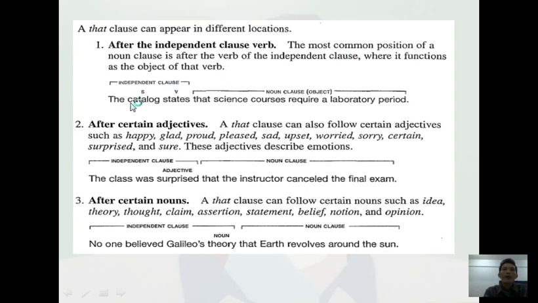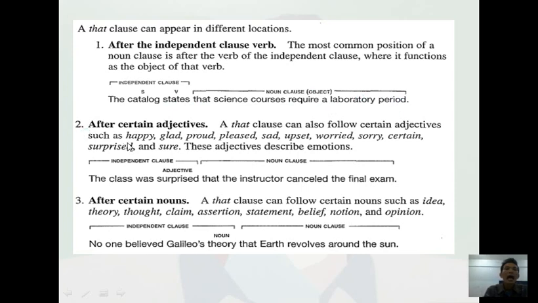Look at here. The catalog states here. What is the function? Remember, noun clause functions can be as a subject, can be as an object. And here, the noun clause replaces the function of the object. That's why it is called a noun clause, because the function of this clause is an object. The catalog states that science courses require a laboratory period. It is called a noun clause.